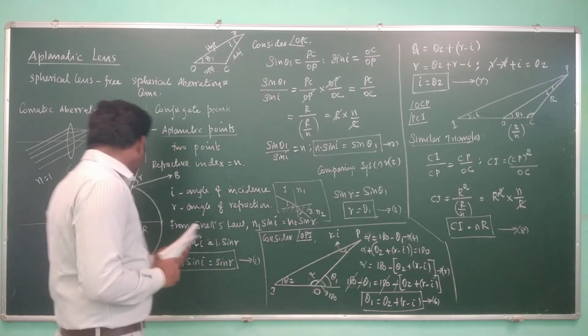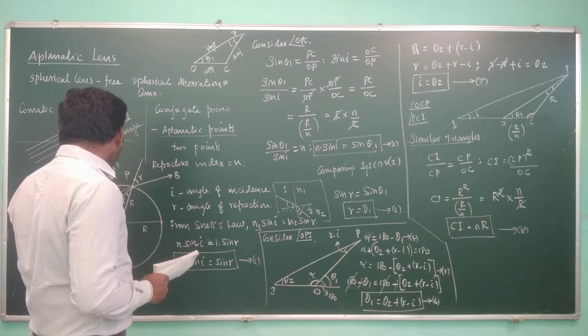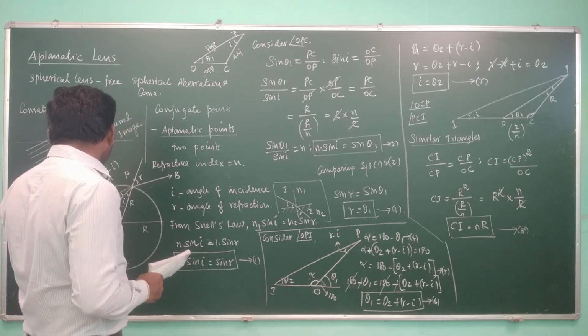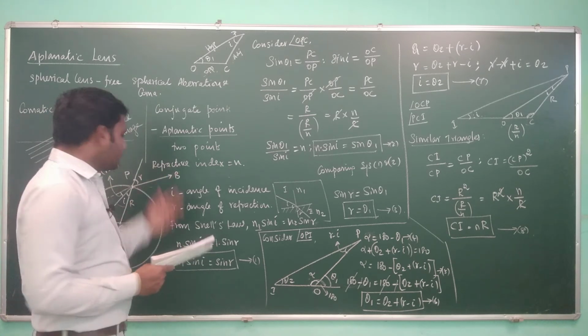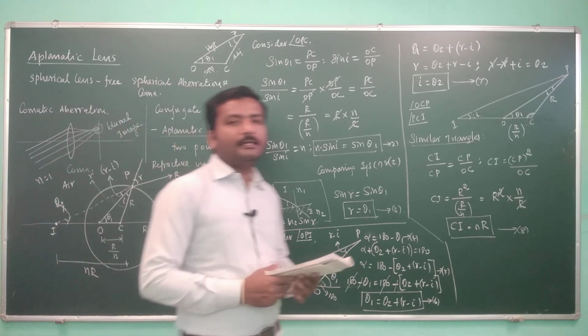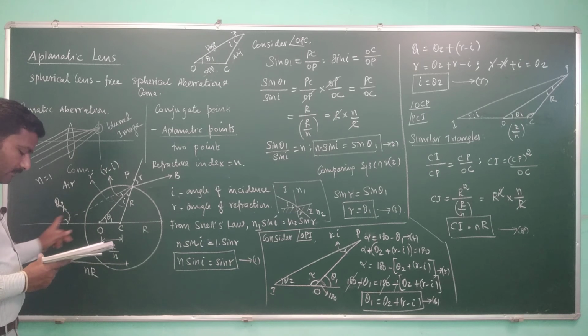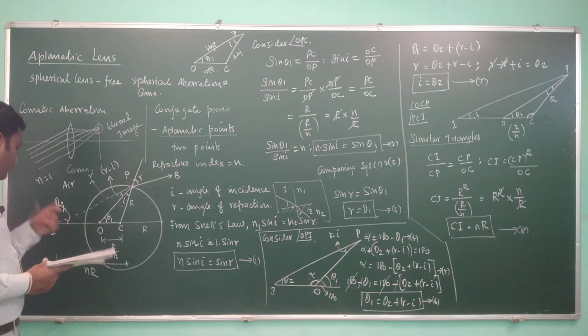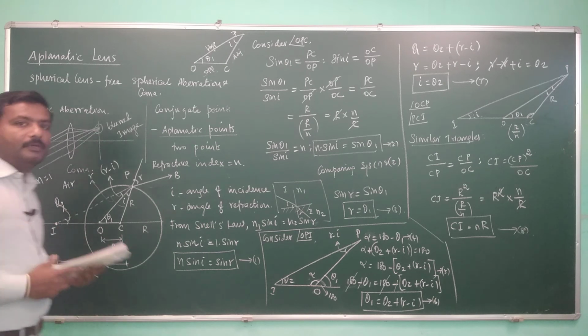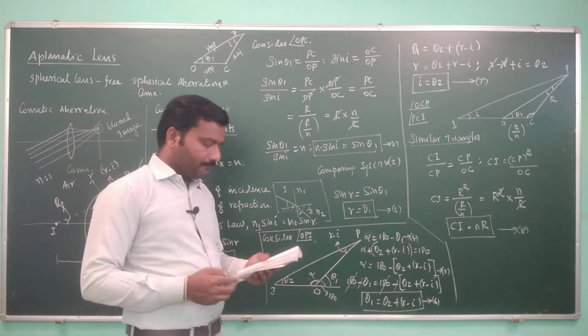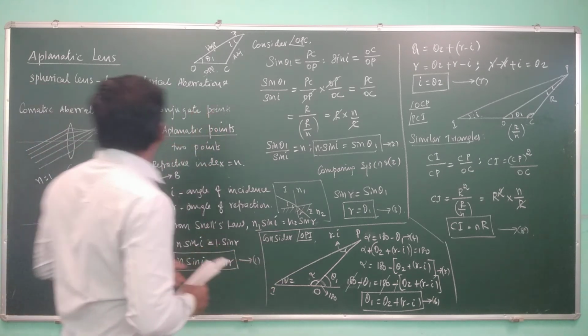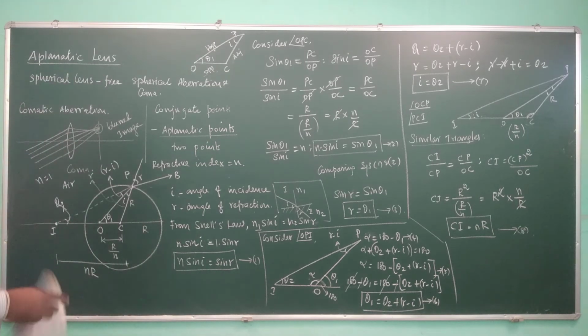So for the object placed at O, it appears that the image is diverged from this object. O will appear to be diverged from I. Okay, so these are all about the aplanatic lens.